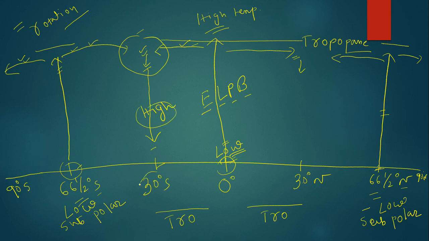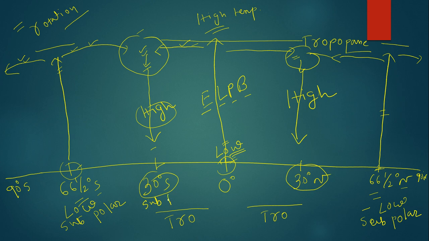So near the 30 degree south and near 30 degree north, if I draw the diagram over here also, the air is moving in the downward direction. So here also there will be the high pressure system. So in that zone, there will also be high pressure, which is known as the subtropical high pressure belt. Subtropical high pressure belt.